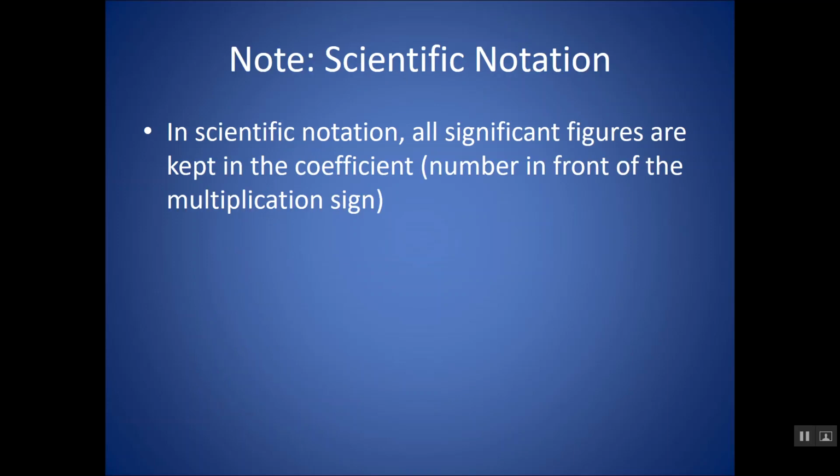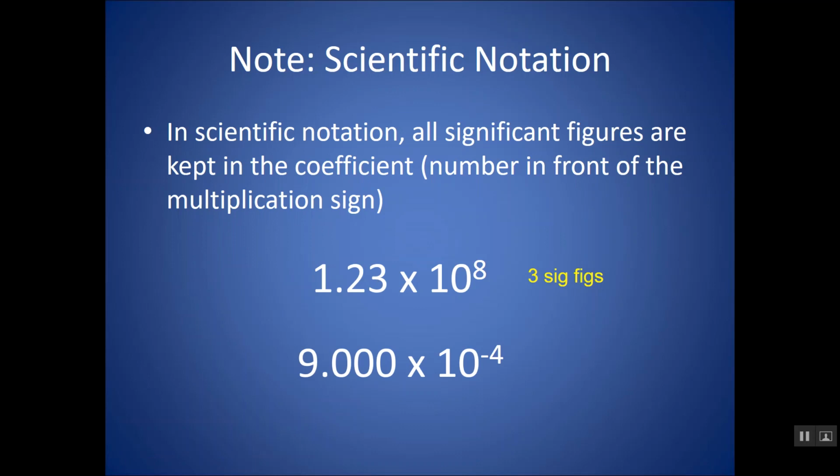Okay, as a note, scientific notation is a way of writing a number so that you can group all the insignificant zeros in the exponent. So all I have to do is look at the coefficient when counting sig figs. There's 1, 2, 3, so there's 3 sig figs in this number. You can ignore the times 10 to the when counting sig figs. And in this last one, there are 4 sig figs. 1, 2, 3, 4. Okay?